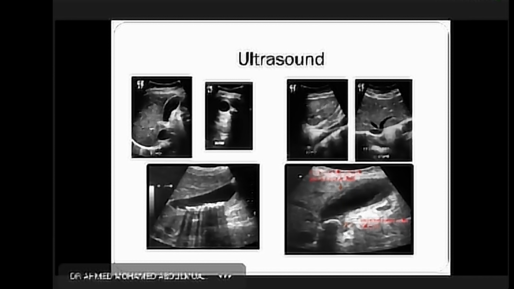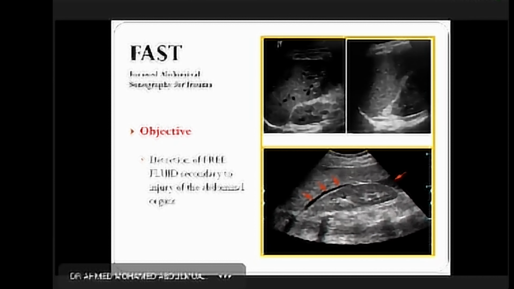Some conditions we can diagnose by doing ultrasound. There is no radiation dose to the patients, and it is an easily available and inexpensive machine. And most importantly, there is no radiation dose to the patients. Sometimes you may see in a trauma center or in big hospitals in the emergency department a small ultrasound. We call it FAST, focused abdominal sonography for trauma.